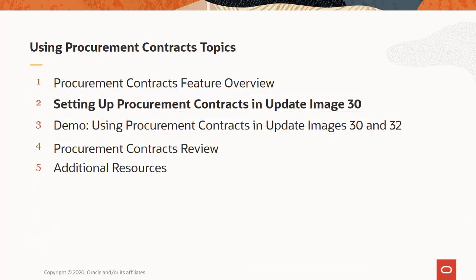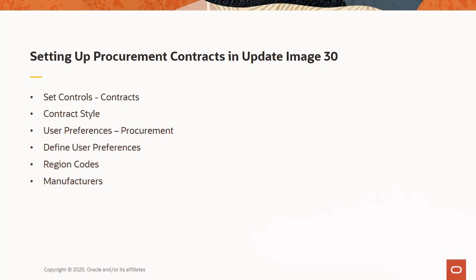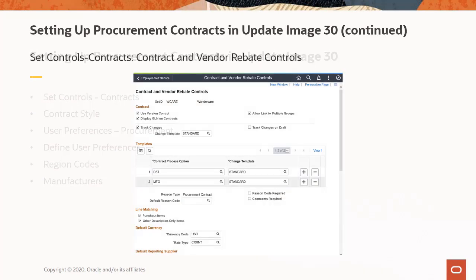Now we'll review the setup pages that you'll need to consider when configuring the system to take advantage of these new features. Let's discuss the setup options that impact these components. The Set Controls Contracts component is used to define options available to contracts using a given set ID. Before using the new Update Image 30 features, you should consider the options that we've added to this page.